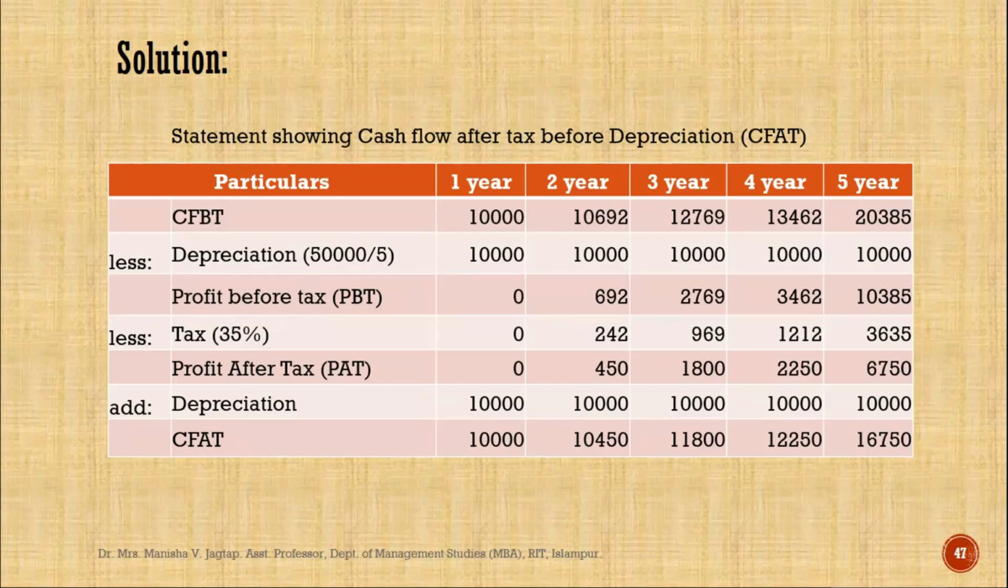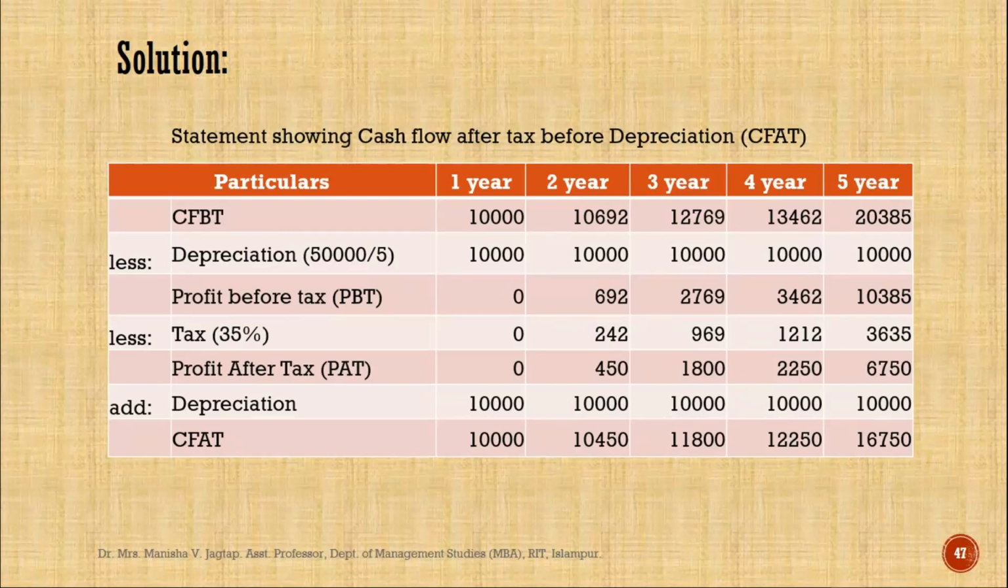So calculation of depreciation, and the method is straight line method. Then deducted depreciation, we arrived at PBT, calculated tax at 35%, and then we got PAT. Again, we are adding back depreciation, and thus we arrived at cash flow after tax before depreciation. So this remains common for all the methods except ARR method, except accounting rate of return method, where we never add back depreciation.